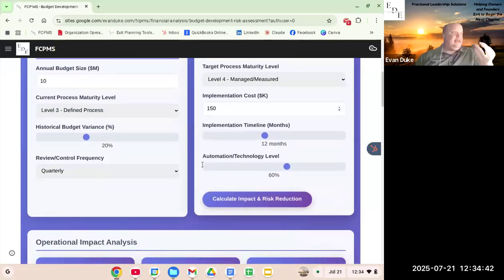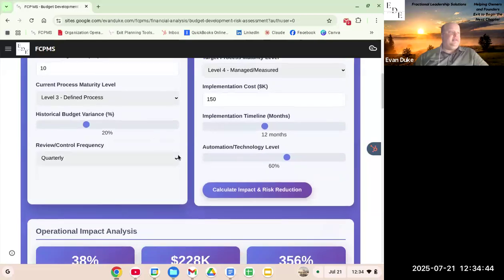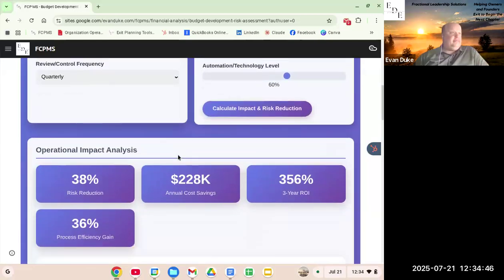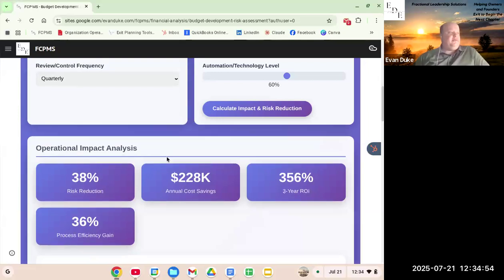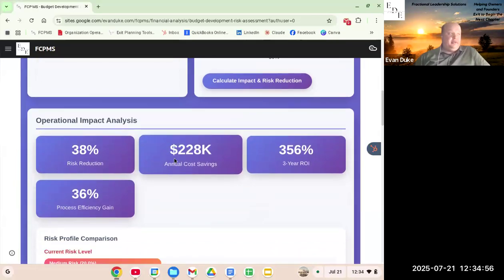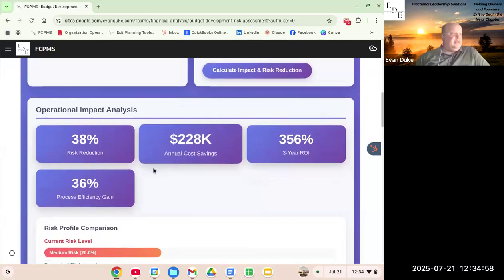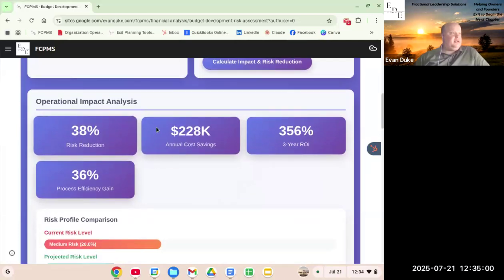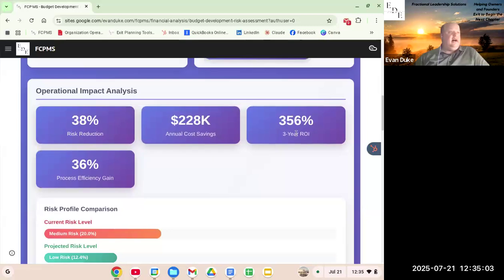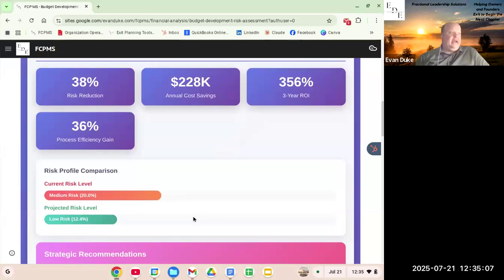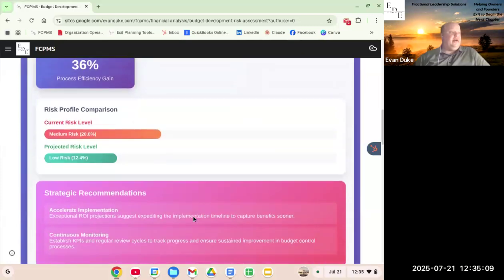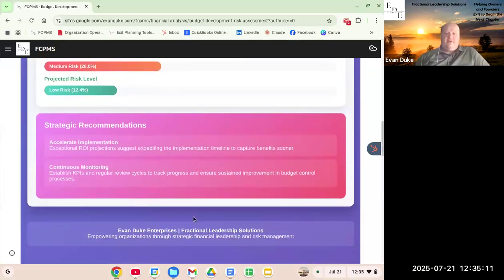And what we'll see here is, as we're developing this, okay, here are the impacts that this optimization of different areas of the budget development process will have. And what you'll see is numbers like the risk reduction, cost savings, and what your expected ROI is. And you'll also get risk profiles as well as recommendations. So that's the first thing.